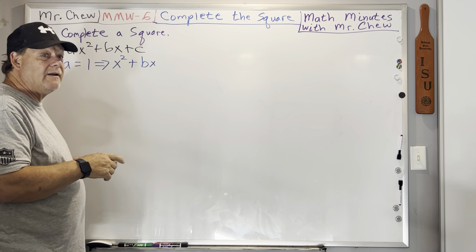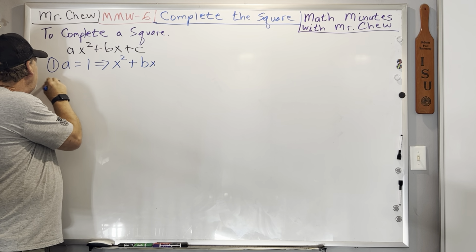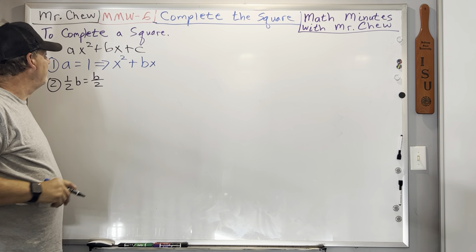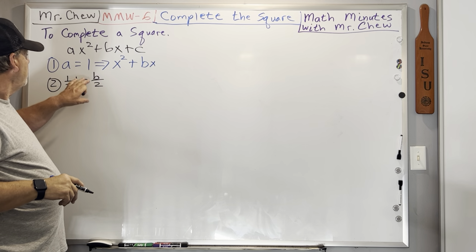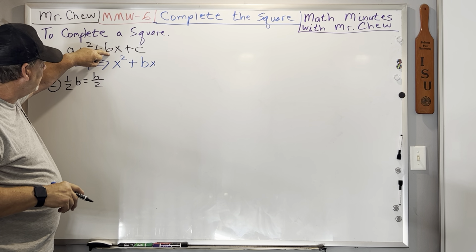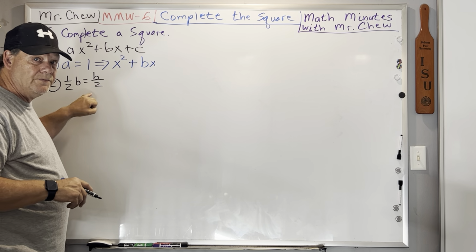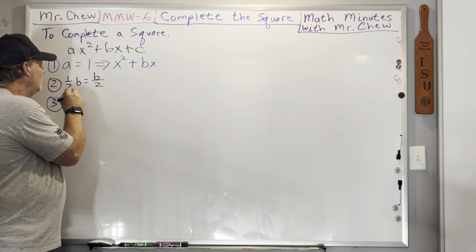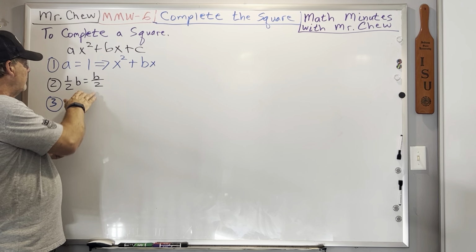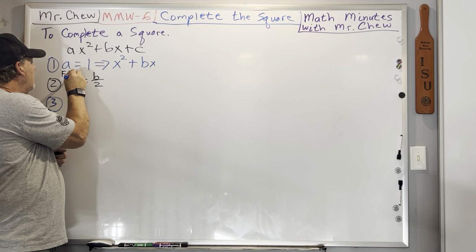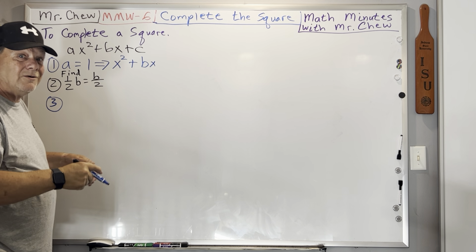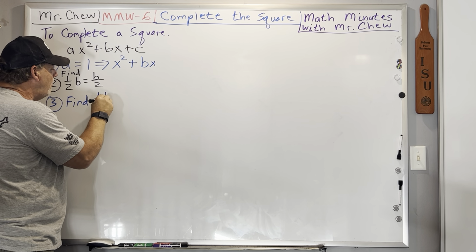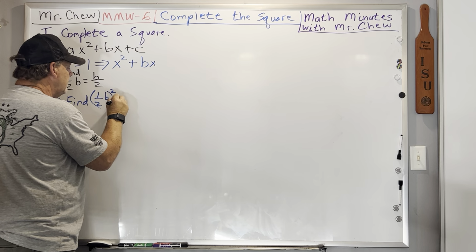After I've taken care of that, my second step is to find 1/2 of b, and a lot of times we can just call that b over 2. You just take whatever number is in front of the x and divide it by 2. And why do we do that? Because in step 3 we have to square that. So in this step, you're finding this number, so you have to write it down and figure out what it is. In this step, we're still finding it, only now we're squaring it.